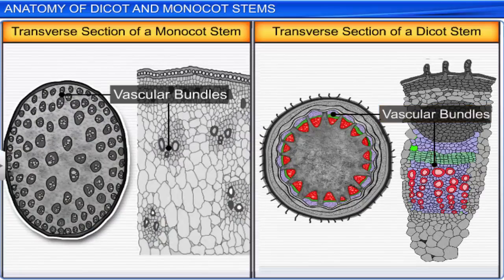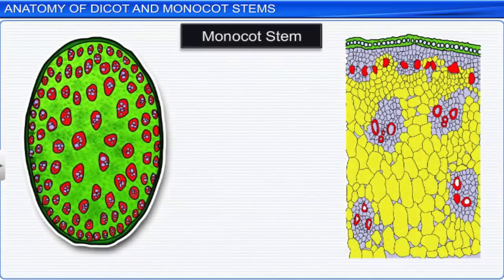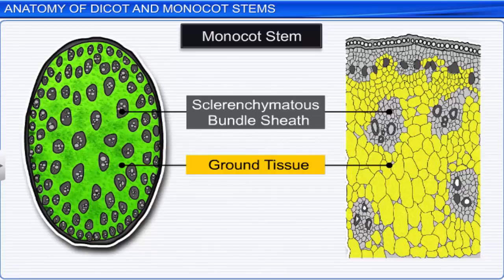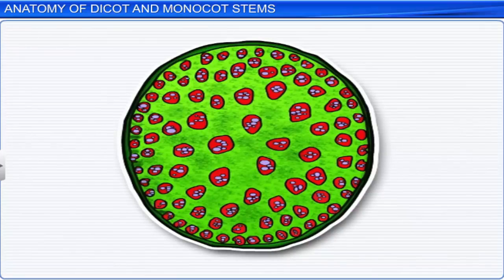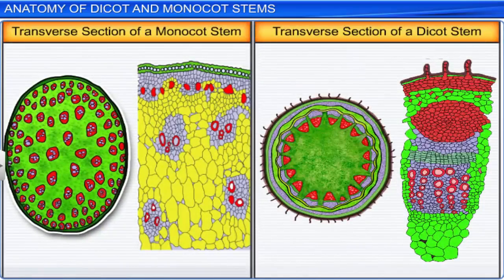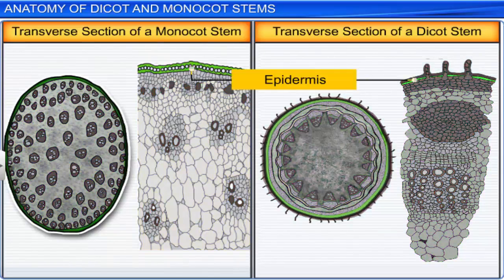In a monocot stem, each vascular bundle is surrounded by a sclerenchymatous bundle sheath and a parenchymatous ground tissue. Moreover, the vascular bundles on the periphery are smaller compared to the vascular bundles in the center. Therefore, the essential differences between a monocot and dicot stem lies in the arrangement of the epidermis, ground tissue, and vascular tissue.